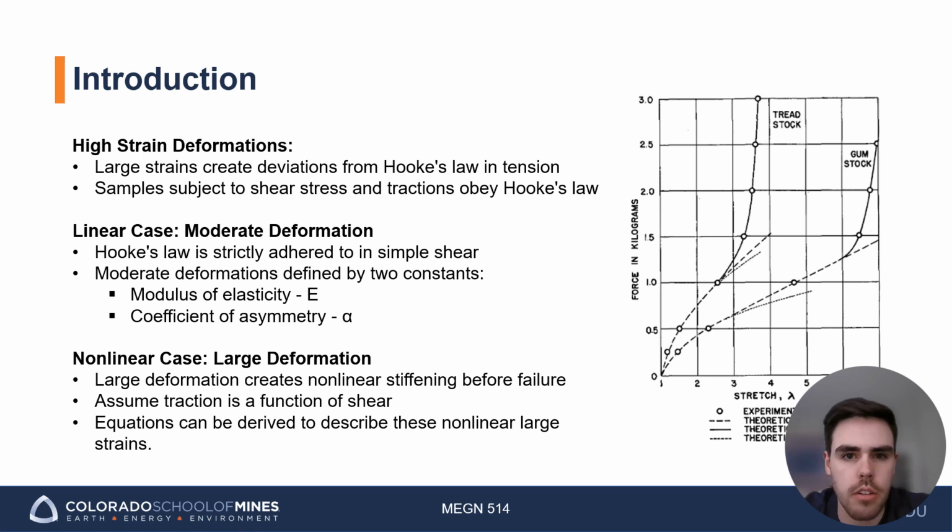So when we're looking at material deformation, there's three main cases that we consider. The first is high strain rate deformations, so deformations that occur at very fast paces. The second is moderate deformation, which we can typically model linearly. And the third is large deformation, which models typically non-linearly.